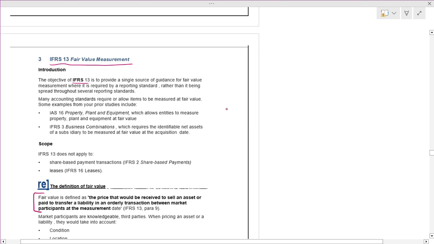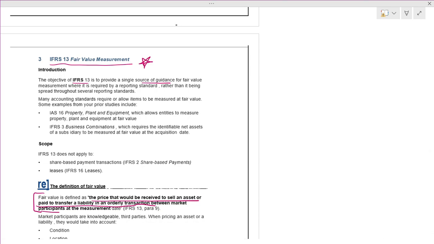First we'll do this. The price that would be received to sell an asset or paid to transfer a liability in an orderly transaction between market participants. That is what it says. They are talking about fair value. It provides a single source of guidance. Very, very important.